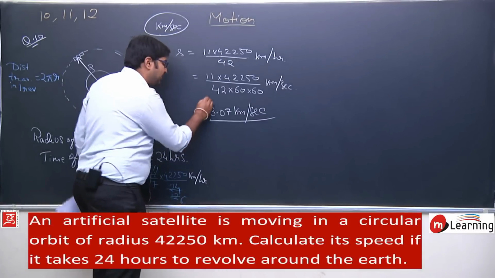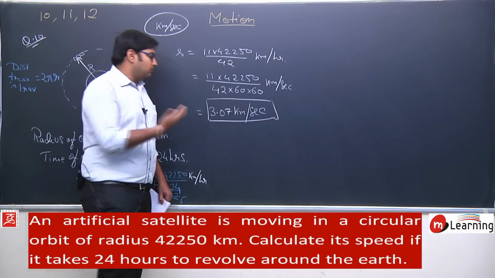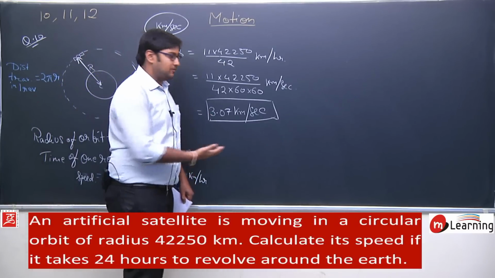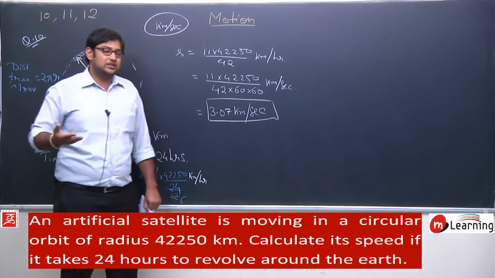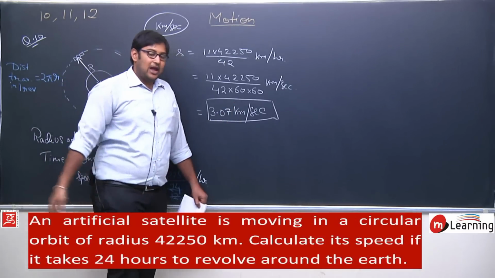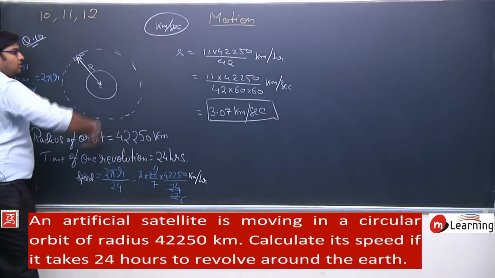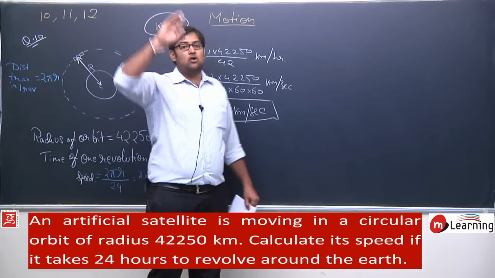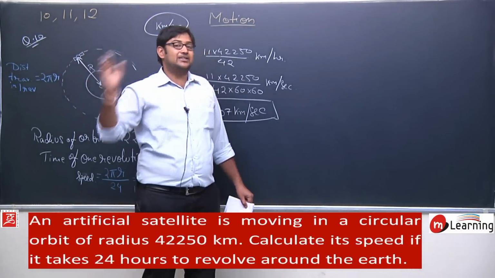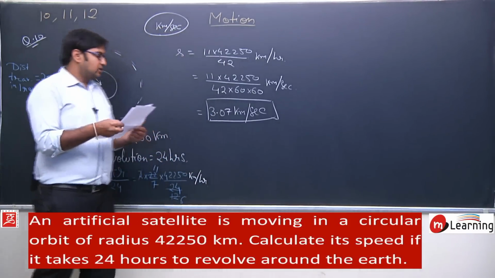So this is the speed with which the satellite is traveling. So imagine how fast the satellite is traveling. 3.07 kilometers, not even meters, it's kilometers every second. And by traveling with this speed, the satellite is able to complete one revolution in 24 hours. So imagine how big its radius is, how big its circumference is. So this is how you can solve question number 10.